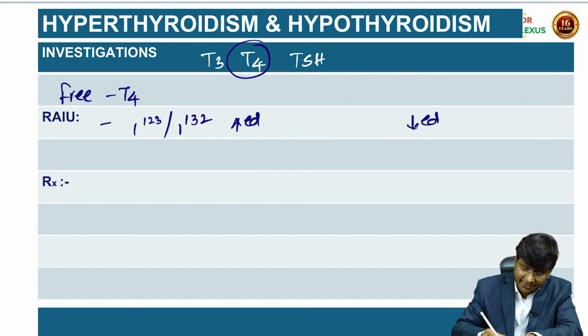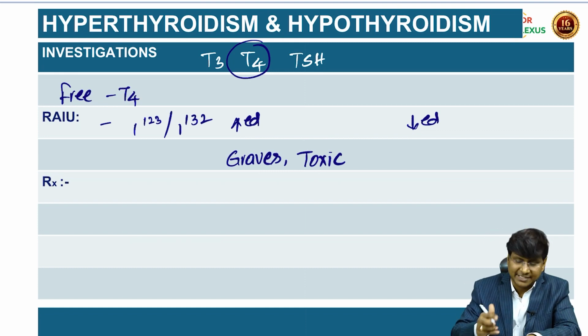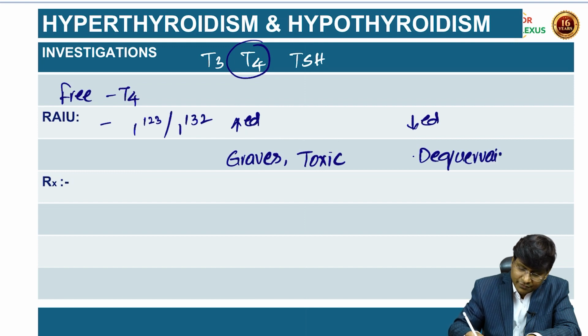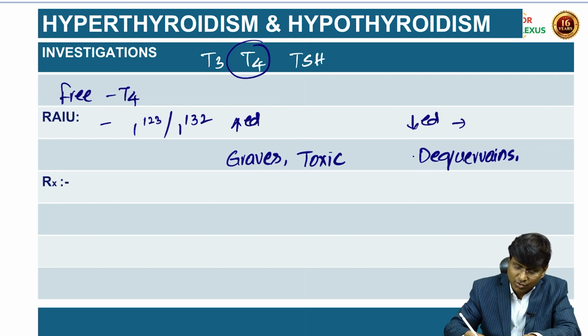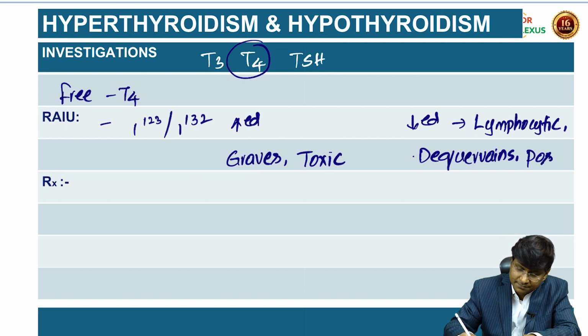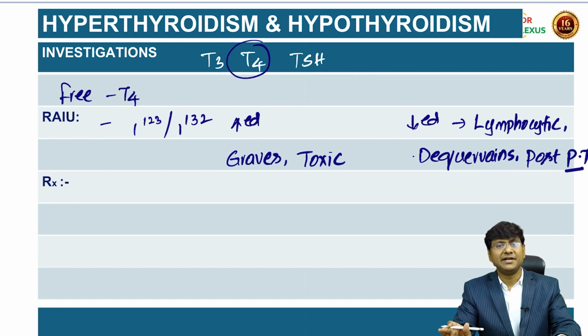Increased radioactive iodine uptake is observed in Graves disease and the toxic nodule. Decreased radioactive iodine uptake is observed in subacute thyroiditis, which is characterized by hypothyroidism. It is also observed in lymphocytic thyroiditis, and also seen in postpartum thyroiditis. So this is about radioactive iodine uptake studies.